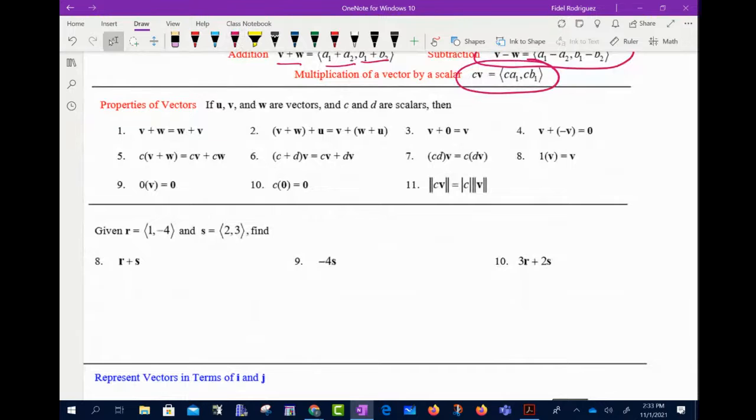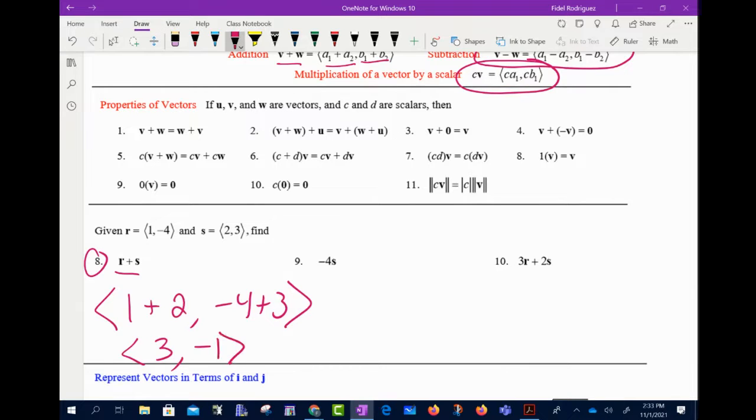Let's see if we can answer these questions 8, 9, and 10. So question number 8 says, let's take the vector r and add the vector s. How are we going to do that? By adding each of the components. So I'm going to take 1 plus 2, comma, negative 4 plus 3, and that's just going to give me 3 and negative 1. And there's my vector r plus s. Okay.